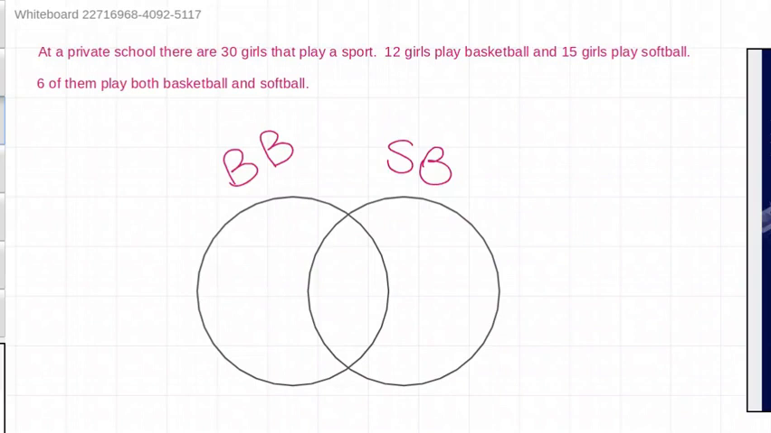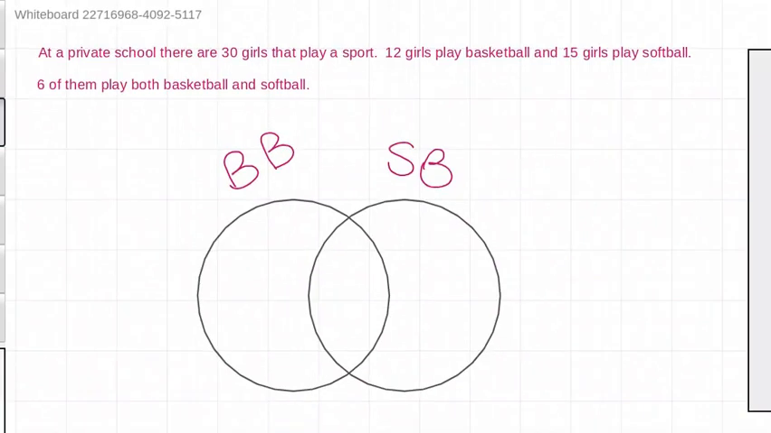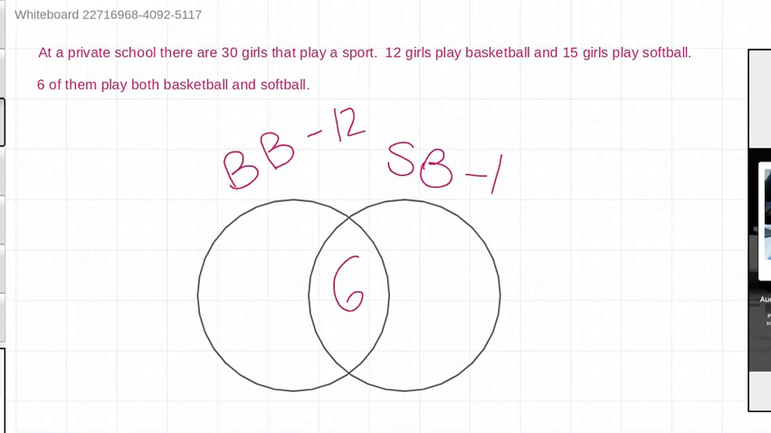So let's practice and I'll show you what I mean. At a private school, there are 30 girls that play a sport. 12 girls play basketball and 15 girls play softball. 6 of them play both basketball and softball. Well, you know the drill. You have to put your 6 in the middle, and then you have to say that 12 girls play basketball and 15 play softball. Then there's 6 and there's 9.